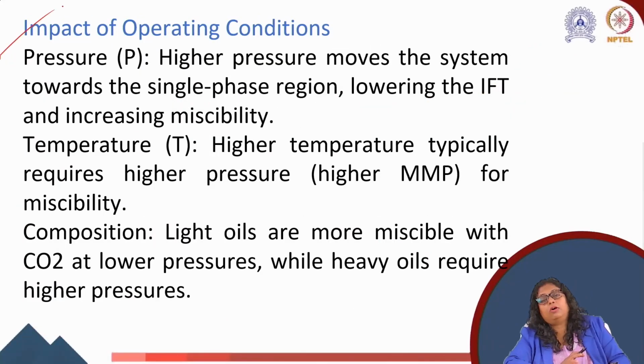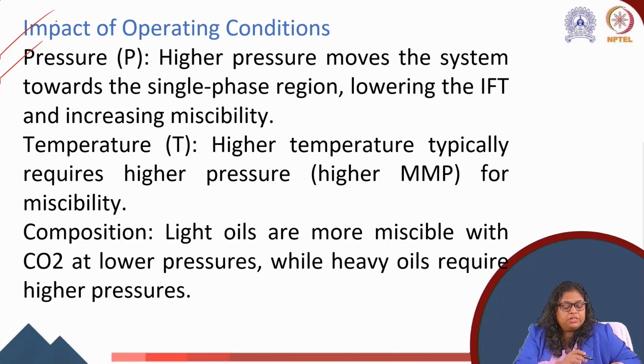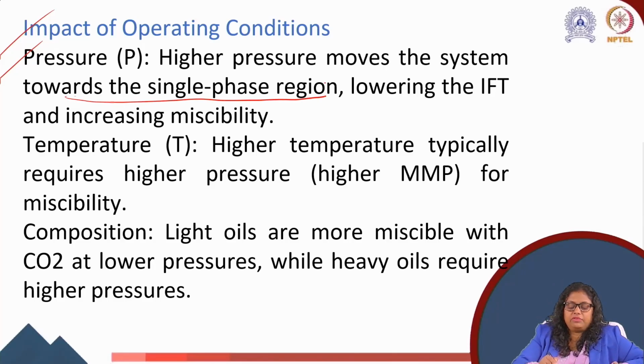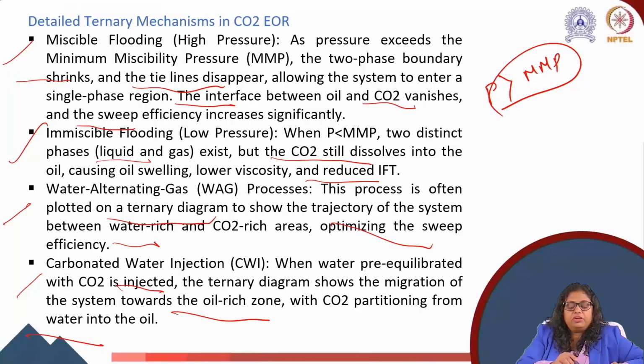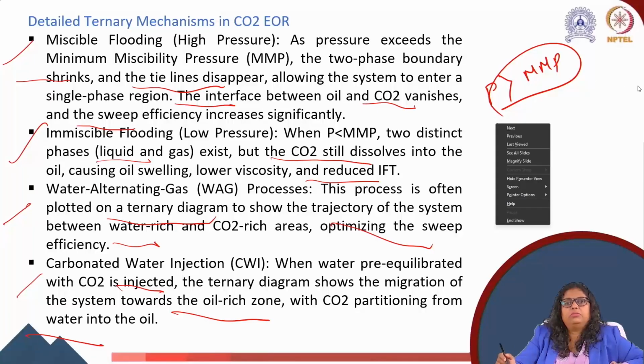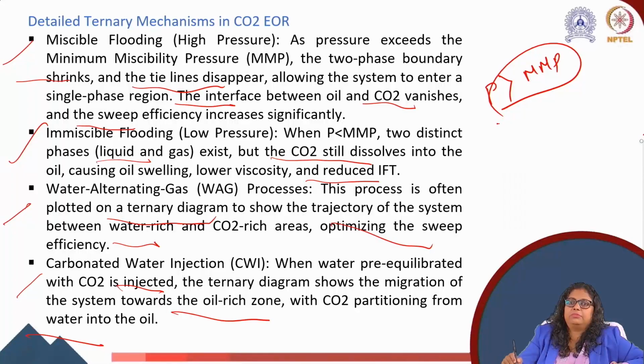What are the different operating conditions? The first operating condition is pressure. Higher pressure moves the system towards your single-phase region, because in miscible flooding, what we have seen is at high pressure, as the pressure exceeds your minimum miscibility pressure, the two-phase boundary shrinks, the tie line disappears, and that allows the system to enter into your single-phase region. In the single-phase region, there is no interface between your CO2 and oil, and then you do have more sweep efficiency increase and more recovery.